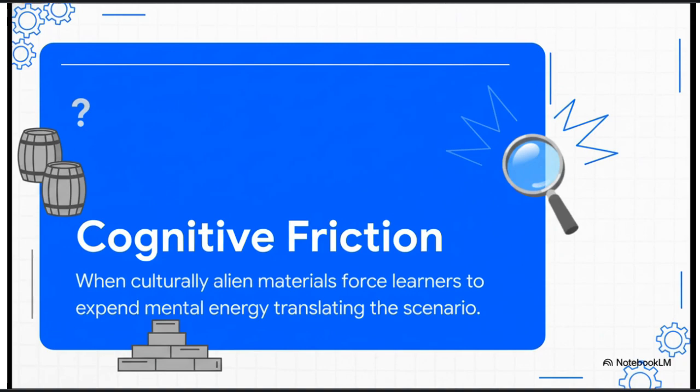It creates something called cognitive friction. For a student in that context, their brain doesn't just jump to calculating velocity. It gets snagged on the scenario itself. Barrels of beer? Why? They're forced to spend precious mental energy just trying to translate the cultural context before they can even get to the actual math problem. In effect, you're not testing physics anymore. You're testing their cultural fluency.